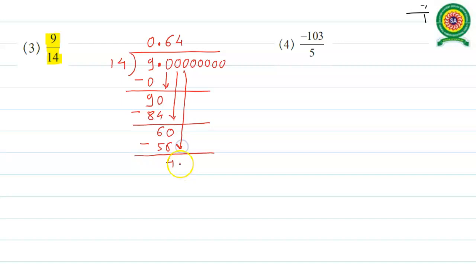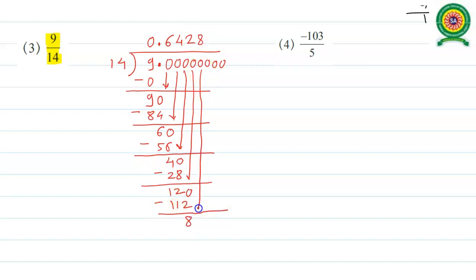Next 0 comes down, it generates 40. Now 14 2s are 28. After doing the subtraction, 40 minus 28 becomes 12. Next 0 comes down, it generates 120. Now 14 8s are 112. Remainder becomes 8. Next 0 comes down, it generates 80. So 14 5s are 70.